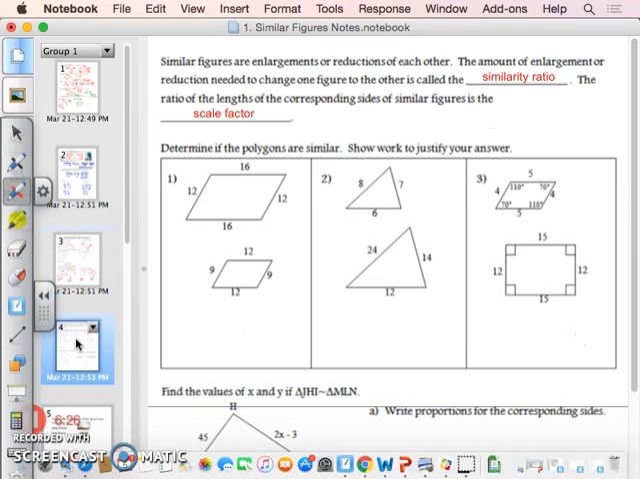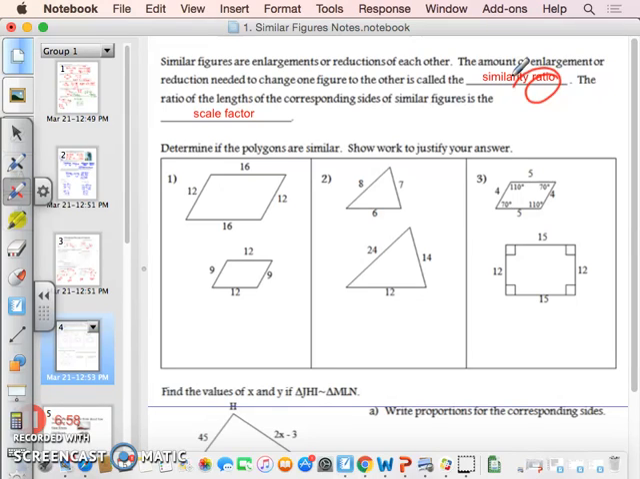Let's look at some more examples. So please remember that similar figures are enlargements or reductions of each other. It's like a dilation, so think back to dilating. The amount of the enlargement or the reduction is called the similarity ratio. And so as you know, a ratio can be written in several different ways. And then the ratio of the lengths of the similar figures is what we call the scale factor.